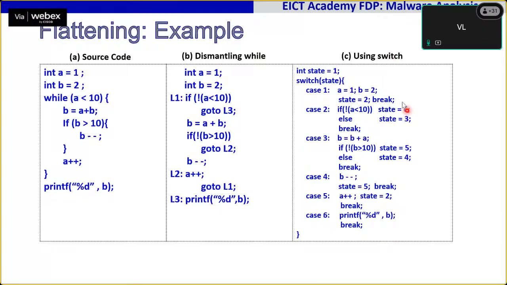Another way to execute the same loop would be: initial condition A equals 1, B equals 2, and then state is set to 2. At state 2, when it comes again, it will check whether A is less than or equal to 10 or not. If this condition is not true, the state is 6, which exits the loop. Otherwise, the state is 3. At state 3, it will execute this and again go to state 5 or 4, depending upon this condition. And this is how the same loop is being implemented by using flattening.